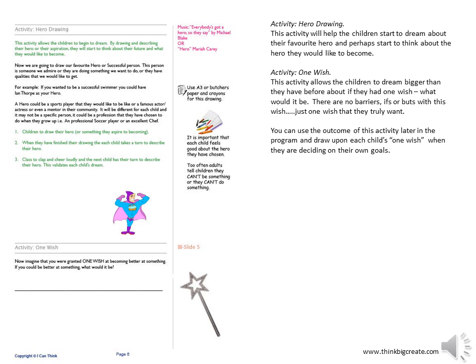There's another activity in this section also called One Wish, and this activity allows the children to dream bigger than they have before about what they want for their one wish. And we don't want them to have any barriers, ifs or buts with this wish. Just one wish that they truly want, and it can be completely way out there. So if you can, you may be able to use the outcome of this one wish when they're looking at creating their own goal later in the program.